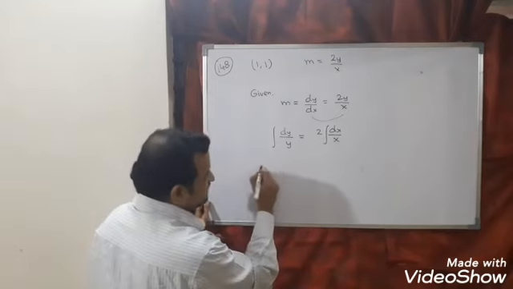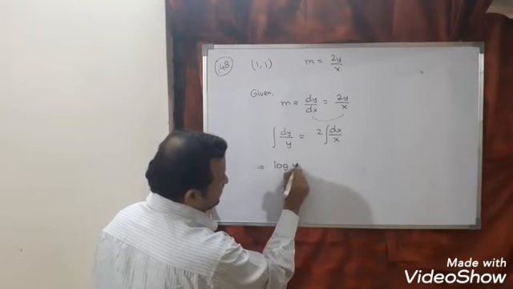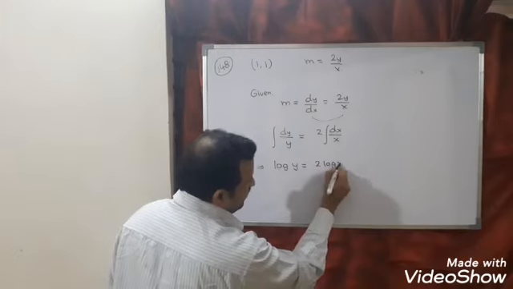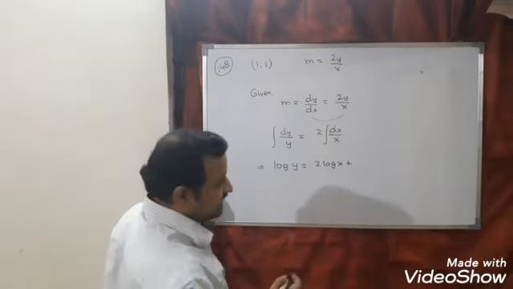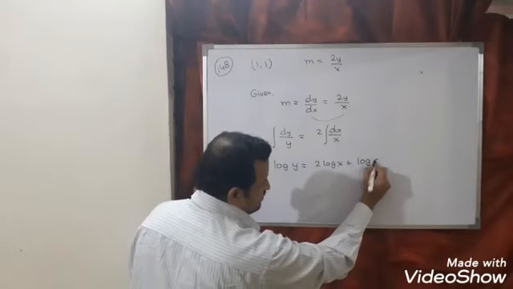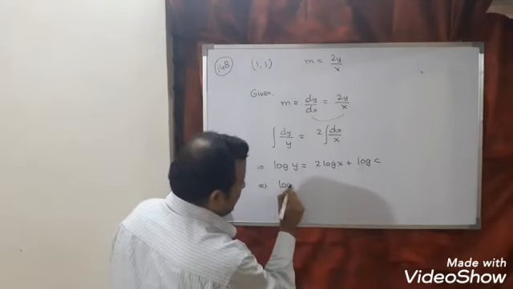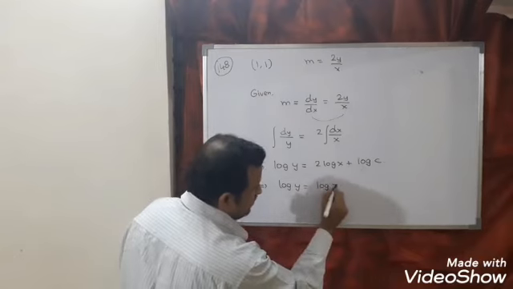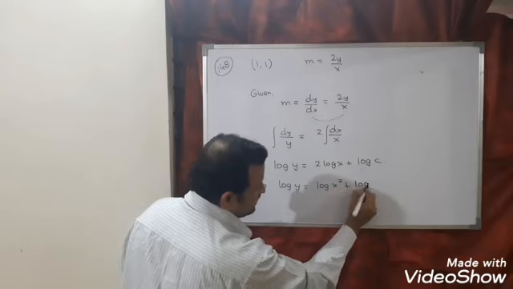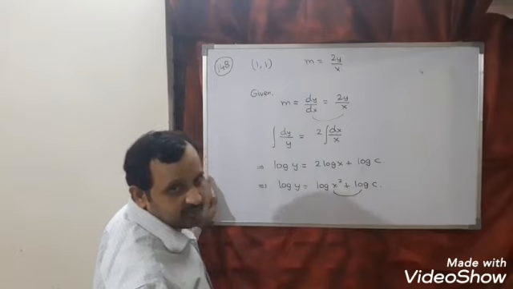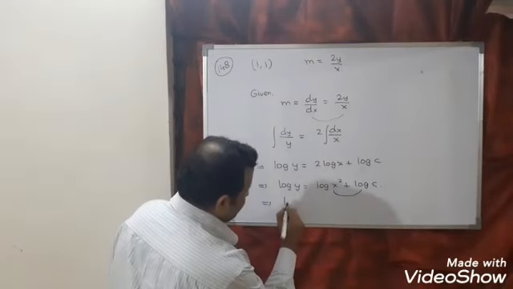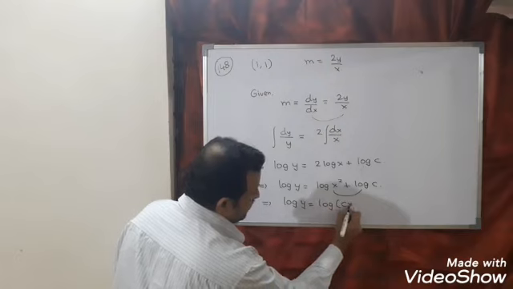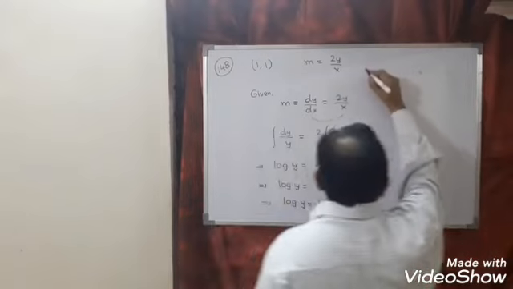Now dy by y integral is nothing but log y, is equal to, and dx by x integral is nothing but 2 log x plus c. Either you can take c, I am taking log c. So we can write log y is equal to 2 log x. By using the property, we can write this as log of x square plus log c. Log a plus log b is nothing but log ab. So we can write log y is equal to log of c into x square. So log will get cancelled.